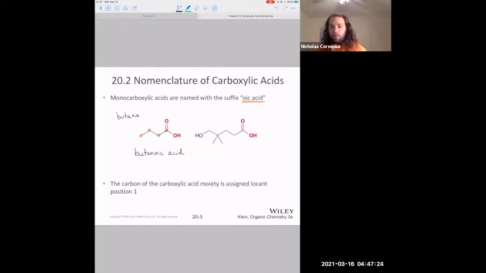Besides that, the nomenclature is just like always, right? I'm going to find my parent chain. So I'm going to start here, 2, 3, 4, 5. So then I have my hydroxy at position 5. And again, importantly, I'm going to start numbering from that carboxylic acid carbon. So this would be 5-hydroxy-4,4-dimethylpentanoic acid.